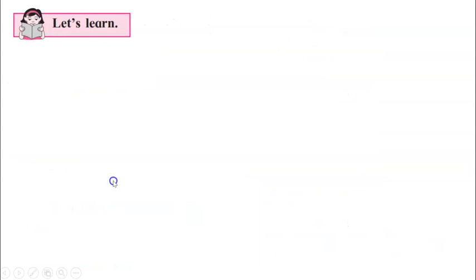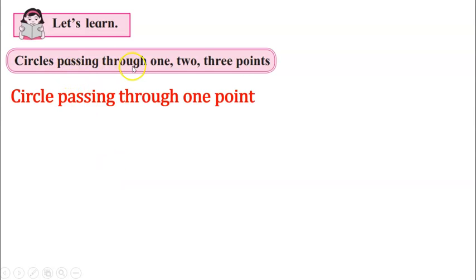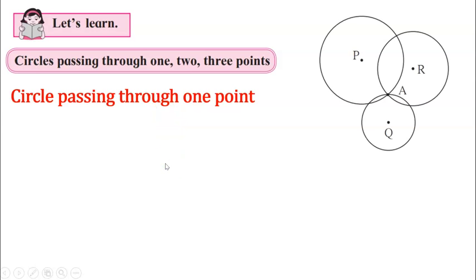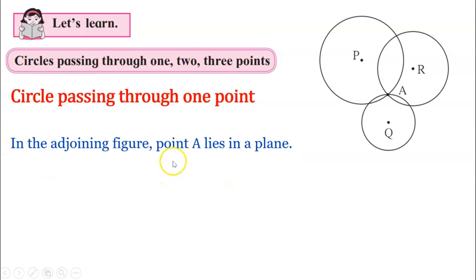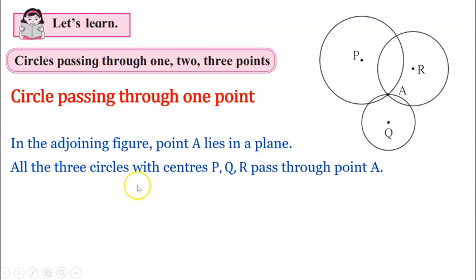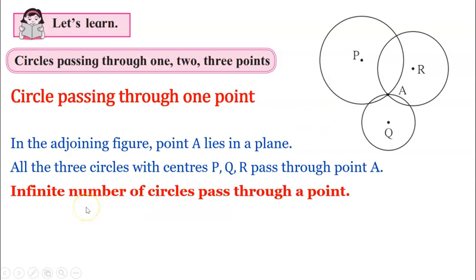Now next, circle passing through 1, 2, 3 points. Circle passing through 1 point. Now see this here. In this figure, P, Q, R are the centers of the circles. All these circles pass through the point A. Therefore, point A lies in a plane. All the three circles with centers P, Q, R pass through point A, and hence we conclude that an infinite number of circles pass through a point.